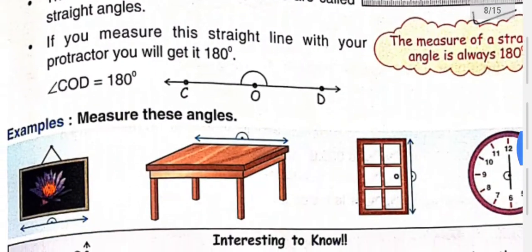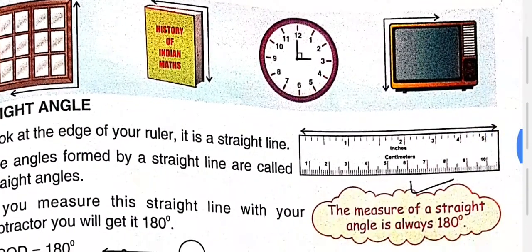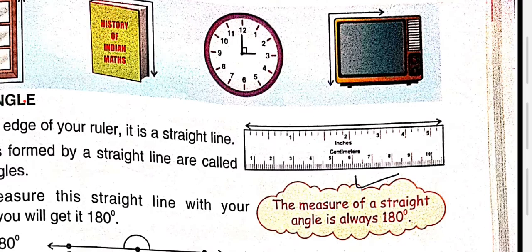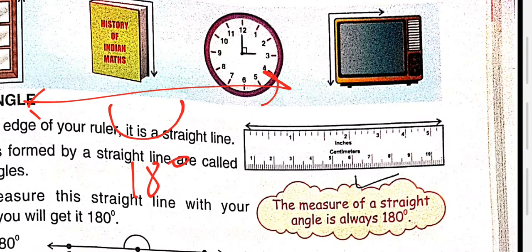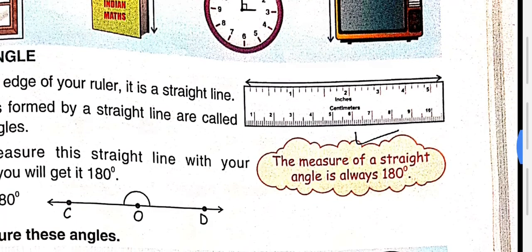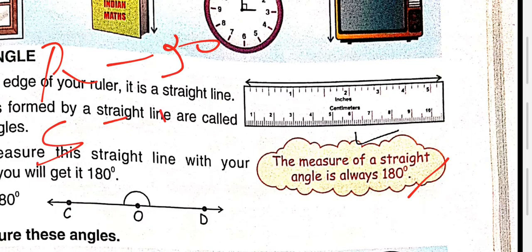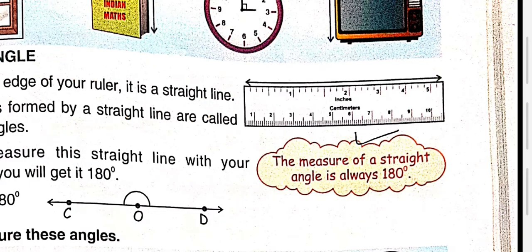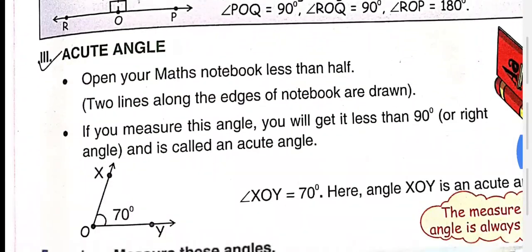Now come on, second one. The second one is the straight angle. A straight angle is just like a straight line. So a straight angle is always 180 degrees. You always remember. The measure of a straight angle is always 180 degrees. Right angle is 90, and straight angle is 180 degrees.